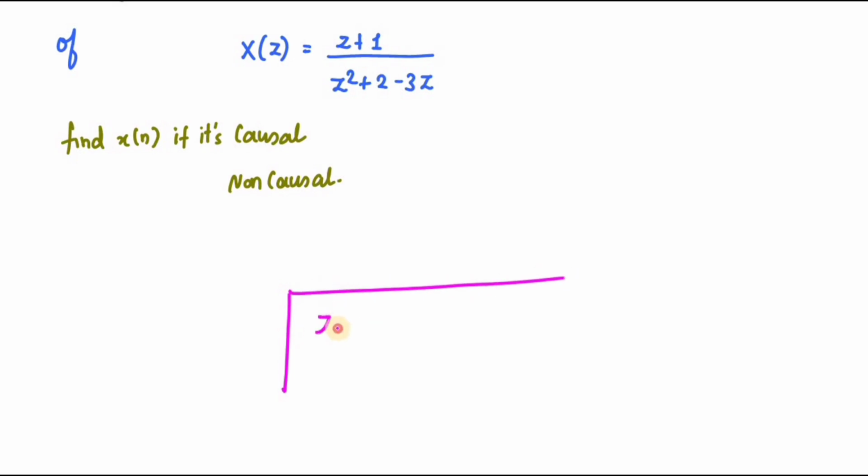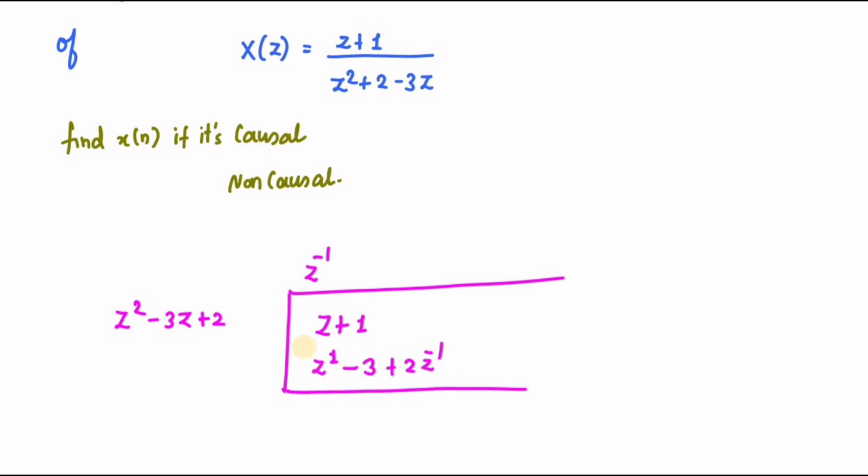z plus 1 by z square plus 2 minus 3z, right? So this I can write as z square minus 3z plus 2. Okay. So if I multiply with z power minus 1 with this one, I will get z power 1, right? z power 1 minus 3z into z power minus 1 is 3, plus 2z power minus 1. Then you have to subtract this one, so you have to change the sign. So I will get 4 minus 2z power minus 1.